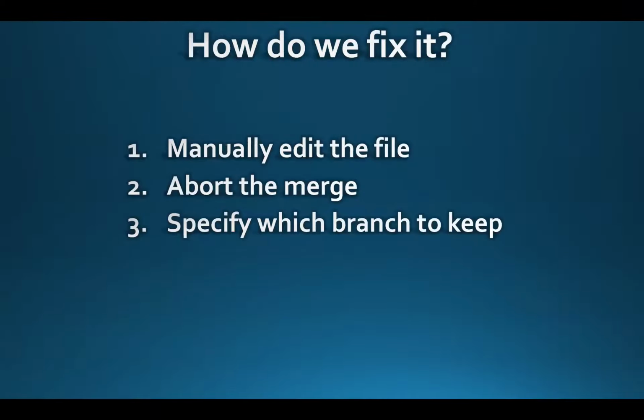How do we fix it? Well, there'll be three ways to fix it. We'll manually edit the file. You can abort the merge and just continue working with two branches. Or you can commit by specifying which branch to keep, either the target or the destination branch.